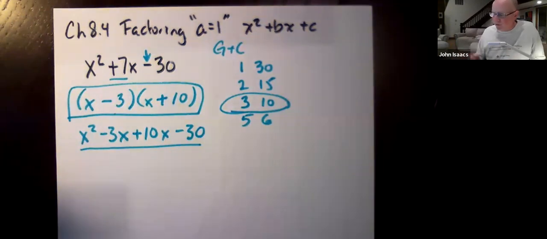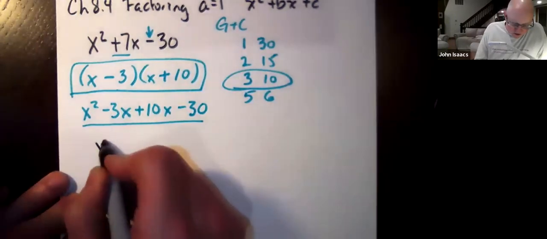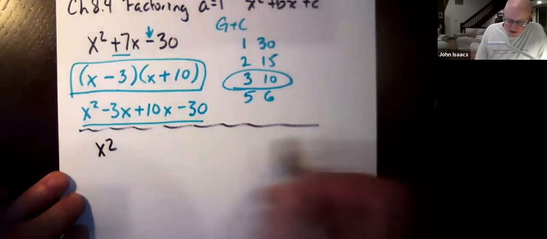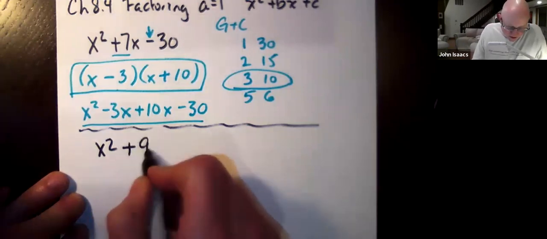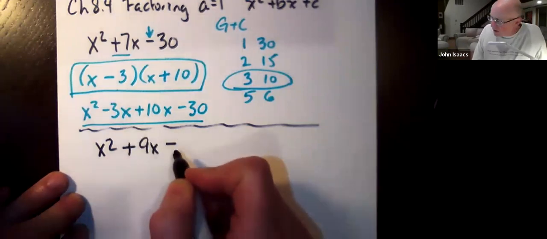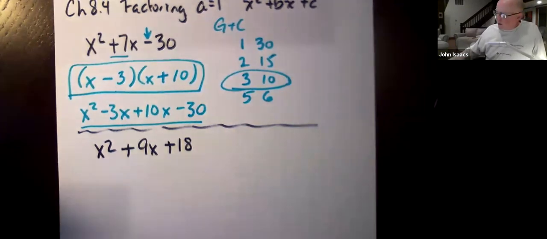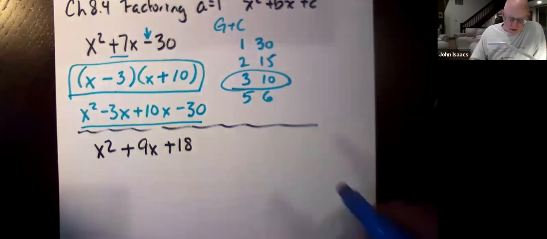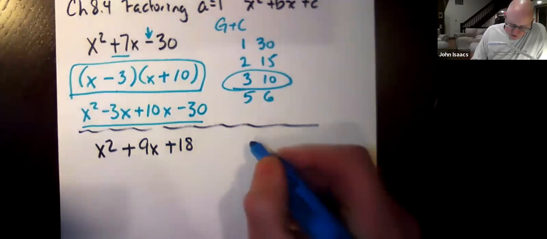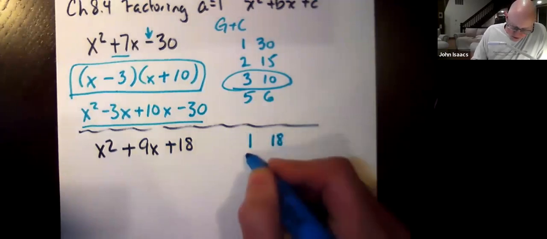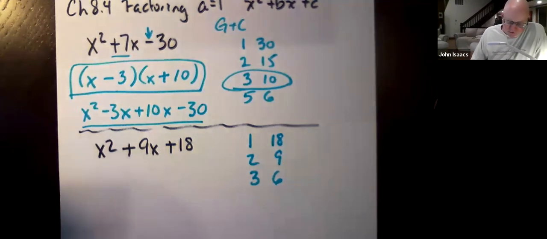All right, let's do one more example. This is a different example: x squared plus 9x plus 18. Again, guess and check means we're going to take the 18 and factor it. I'm going to do a little factoring over here: 1 and 18, 2 and 9, 3 and 6, and I think that's it for 18.